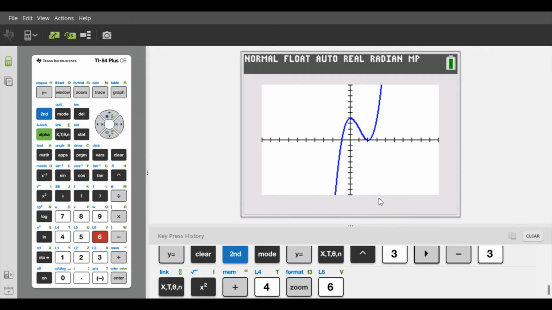Now, a turning point is obviously where the graph turns, so it goes from increasing to decreasing. And we can see two of those. We have one right here at x equals 0, y equals 4. And we have another one here at x equals 2 and y equals 0. So we've got a turning point. The first one rises and then falls. And the second one falls and then begins to rise. So we have two turning points on number 3.